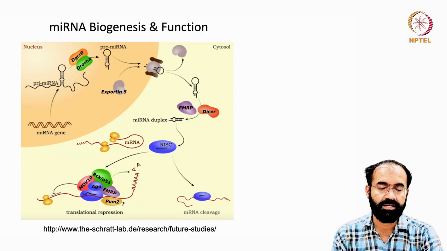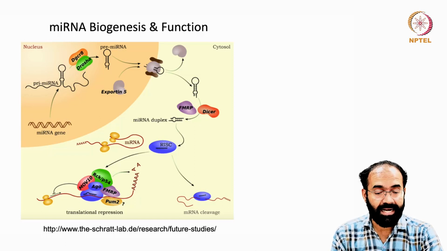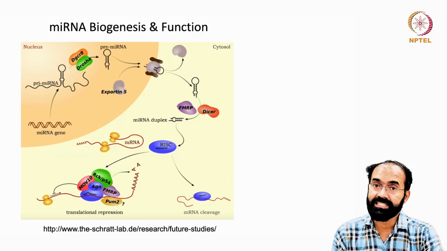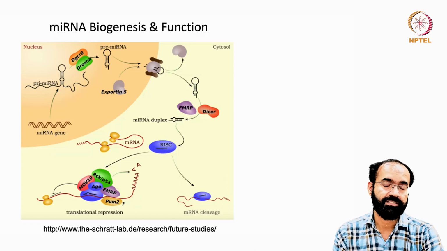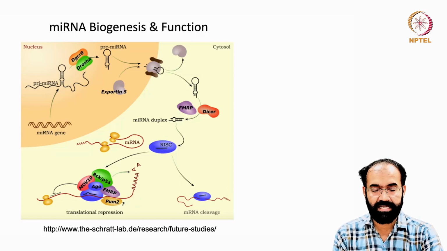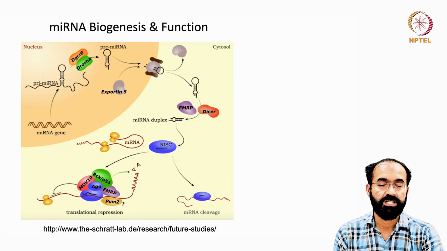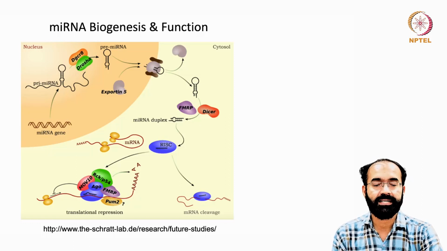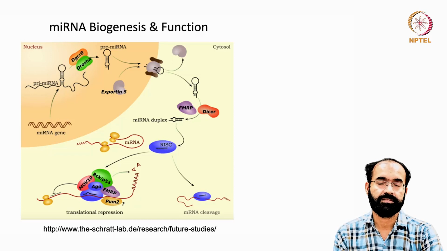This complex involves a bunch of proteins. One of the major proteins is the Argonaute protein, which binds onto the mRNA and causes translational repression, that is preventing the mRNA from being translated into protein, or mRNA cleavage. The mRNA can be marked for degradation. It functions both ways. We can see more in detail about the microRNA and its function in the next class. Thank you.